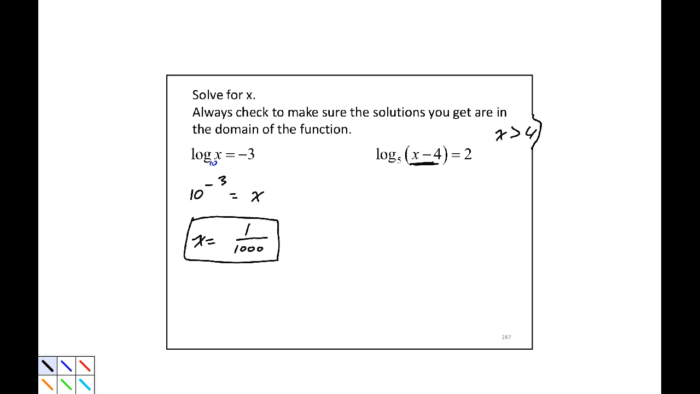So we can write this in exponential form as 5 to the second power equals x minus 4. The left-hand side of that equation would be 25. So 25 equals x minus 4. And if we add 4 to both sides, we find that x equals 29. Now, because x must be greater than 4, we know that x equals 29 is a valid solution.